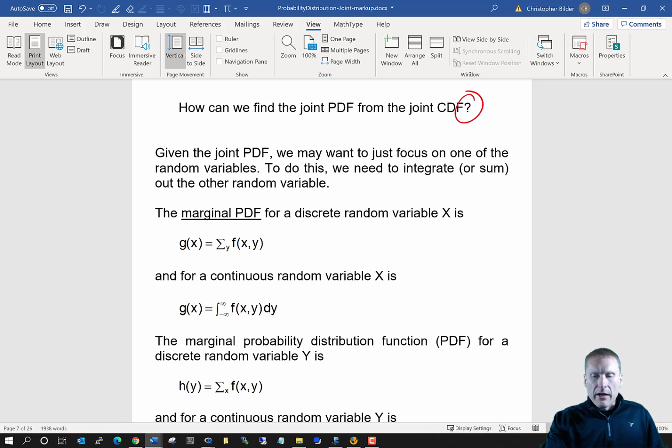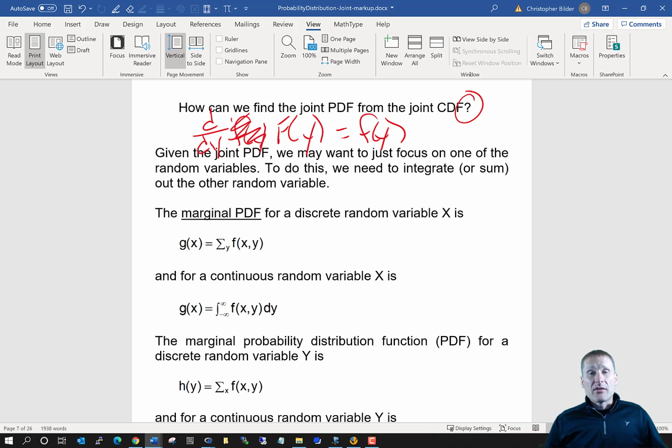Here's a question. How can we find the joint PDF from a joint CDF? Well, before, when we had just one random variable, let's say it was y, I would take the derivative of capital F of y with respect to y, and that gave me little f of y, my PDF. Now here, since we have 2 random variables, what we need to do is take the partial derivative with respect to x and the partial derivative with respect to y of this capital F of x, y, and then you get the joint PDF. Okay.